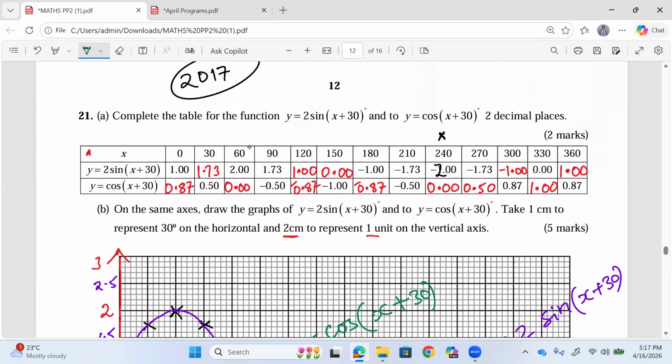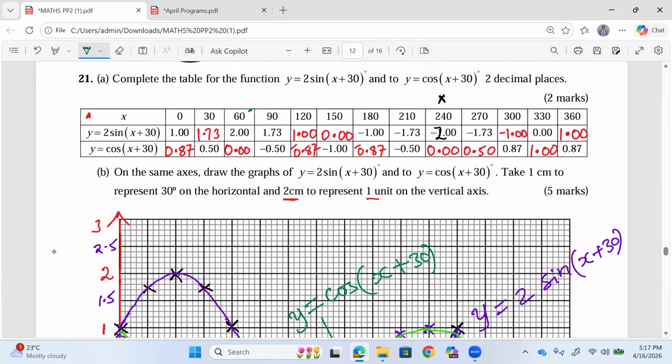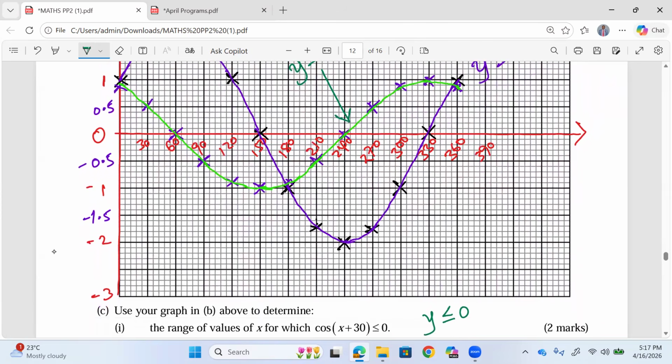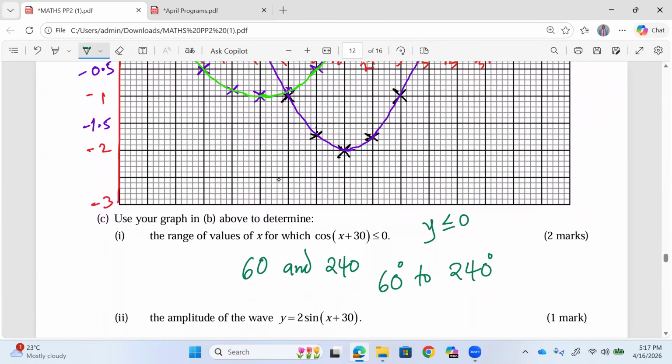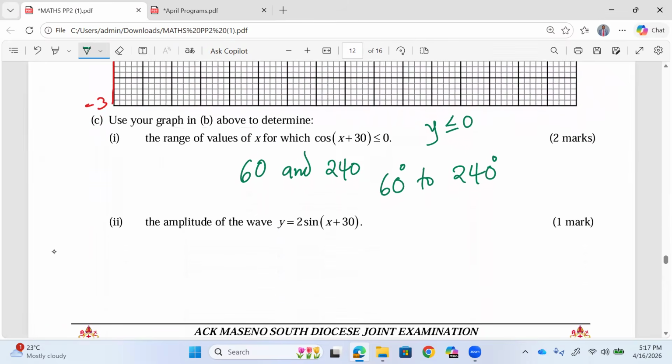from 60, the values of y are 0. These are negative values until they become 0 again. So the range of values is between 60 and 240. The table is also very clear, and also the curve. It can be seen they are below the x-axis, so they are below 0.